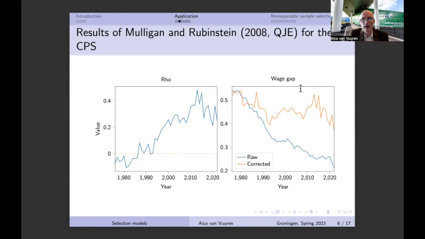Here we now see that even though the mean wage gap has been decreasing quite a lot, the mean wage gap after correcting for sample selection hasn't changed that much. And that's exactly the conclusion that Mulligan and Rubinstein make. Of course, they only have data up till around 2000, 2005, but they concluded that the mean wage gap in reality hasn't changed that much over time.